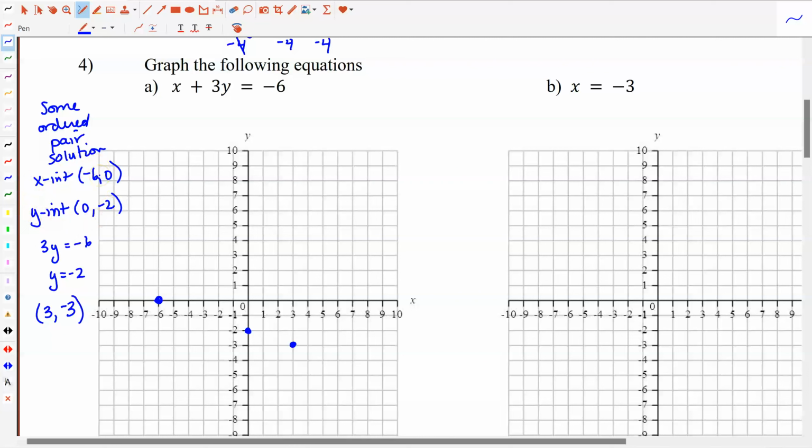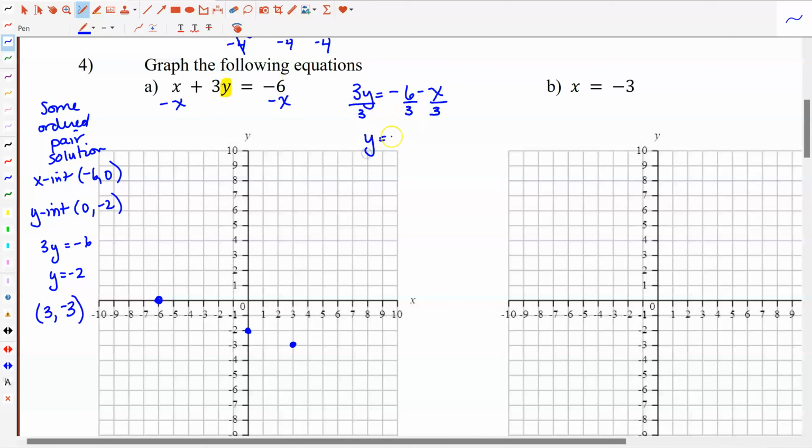The other way that you could graph this is you could put this equation into slope-intercept form, and you can use the slope to help you find other ordered pairs. So to put this into slope-intercept form, to solve for the variable y, the first thing I'm going to do is move x to the other side. So then I would have 3y is equal to -6 minus x, and then I would divide everybody by 3.